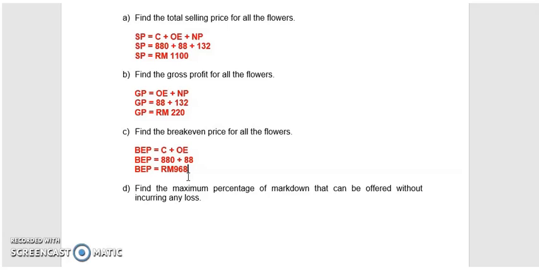Okay. Example, if your selling price just now is 1,100, right? Okay, what if you sell it at 1,000? Okay. So 1,000 still above break-even price. Okay, so you still gain profit. But if you sell it at 900 ringgit, so now your break-even price is 968. Okay, so if you sell lower than BEP, then you will suffer a loss.